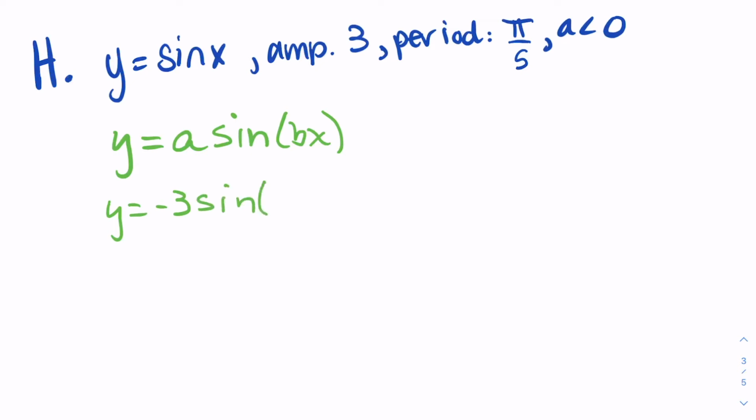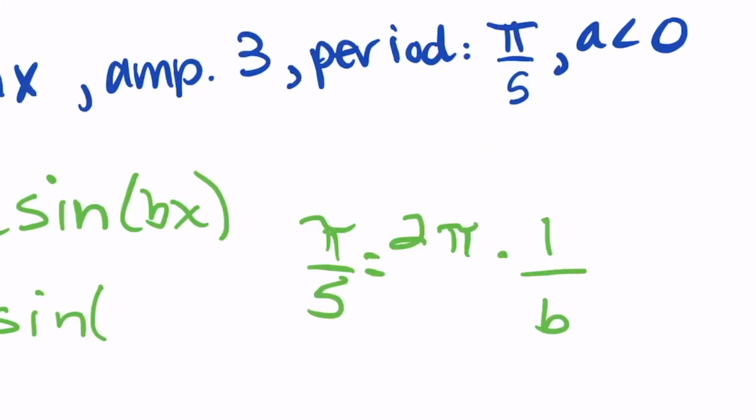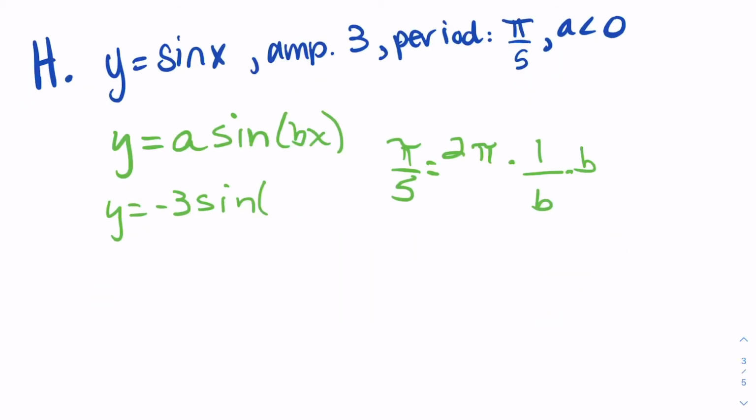Sine of b theta. Well, now b is the number of cycles between 0 and 2 pi. So if I know the period is pi fifths, it has to equal the original period times my horizontal dilation, 1 over b. So I have pi fifths equals 2 pi times 1 over b. 2 pi was my original period from sine. I'll go ahead and multiply by b on both sides. Ooh, this is getting interesting. So then I have b times pi fifths equals 2 pi, and I have to solve for b.